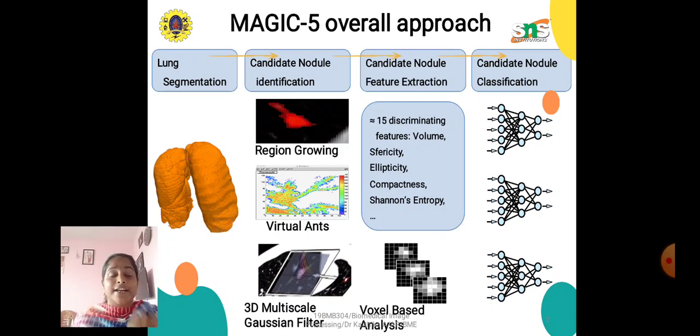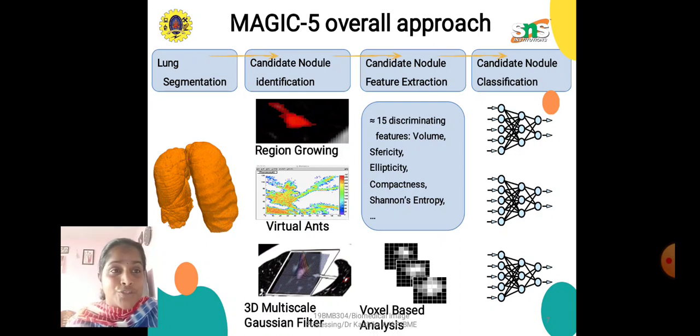The first one is region growing, and here we have considered virtual ants, and the last one is about 3D multi-scale output and voxel based. In this one, we have taken 15 discriminating features like volume, sphericity and ellipticity, compactness, Shannon's entropy, and so on. After considering these 15 discriminating features, we identify the level of cancer cells with the help of region growing, and the outputs might be 3D multiscale or voxel based.